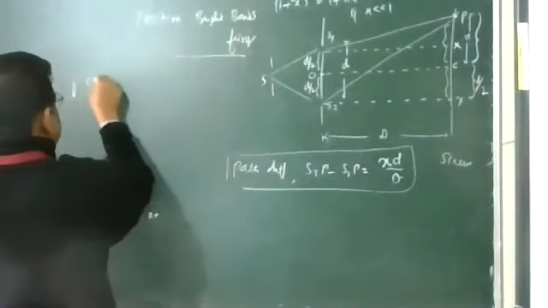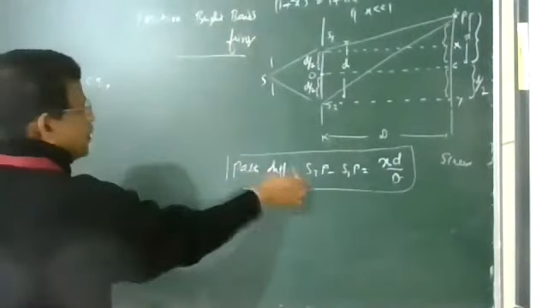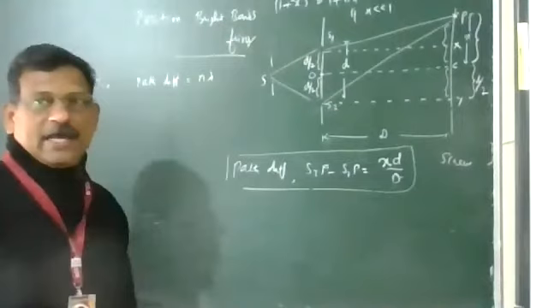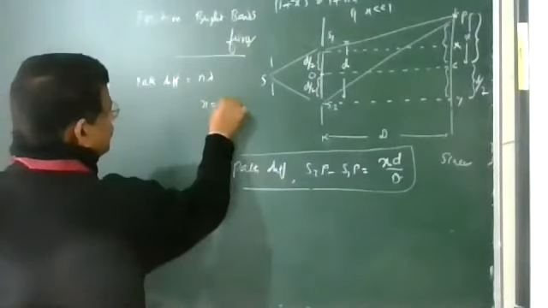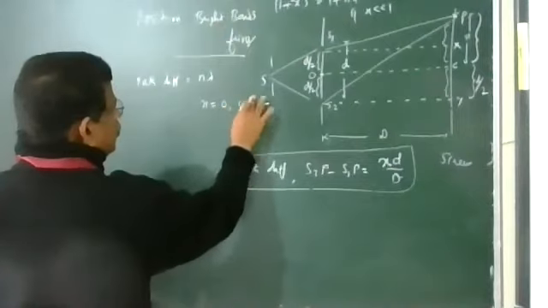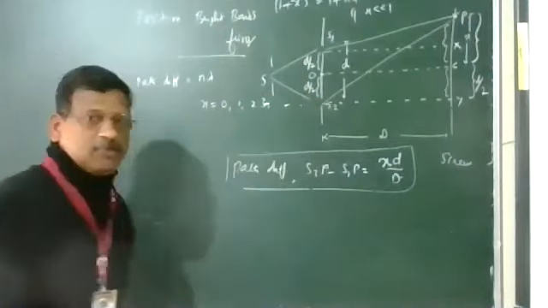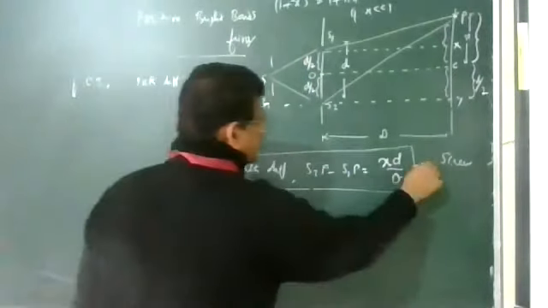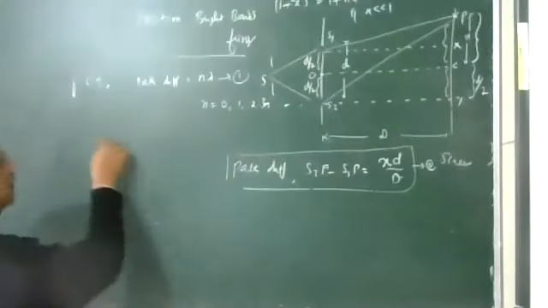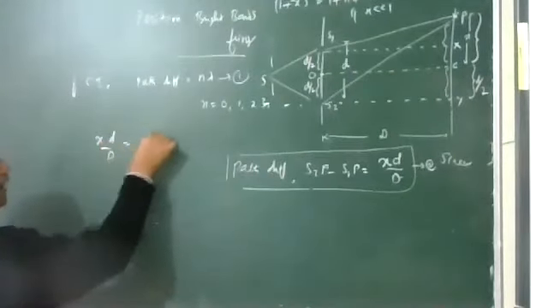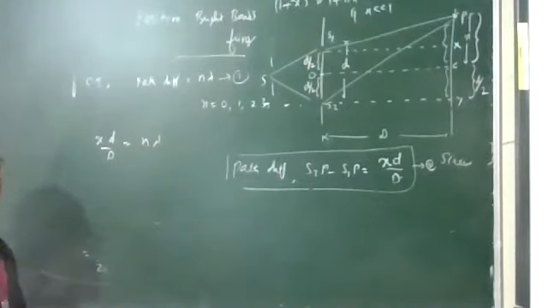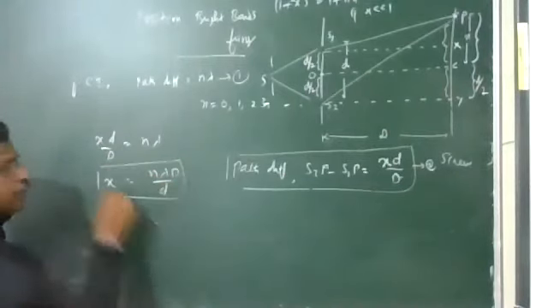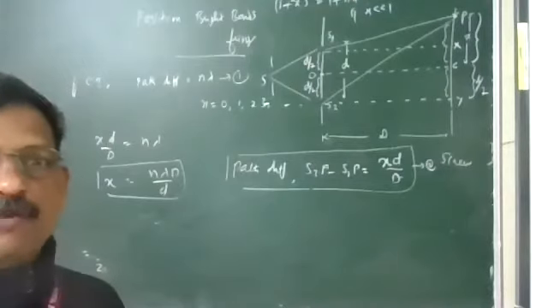For constructive interference, we have seen that the path difference is equal to n lambda, where n equals 0, 1, 2, 3, etc. But the path difference equation is already written. Equating both, this is equation number 1 and this is equation number 2. So equating 1 and 2: X small d divided by capital D equals n lambda, where X is the position on the screen from the center. X is equal to n lambda capital D by small d. This gives you the different positions of the bright regions on the screen from the center.